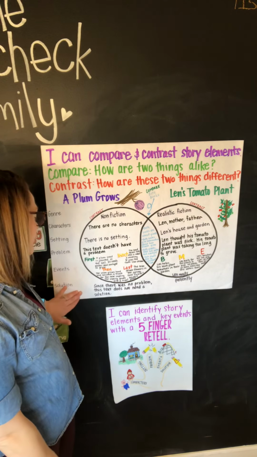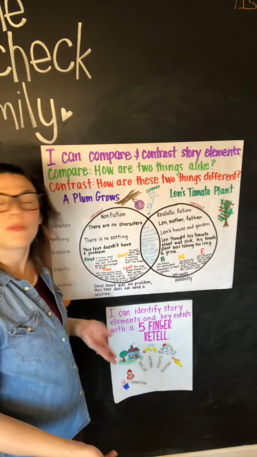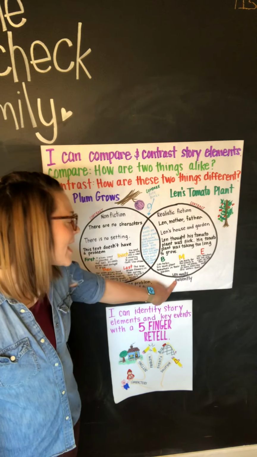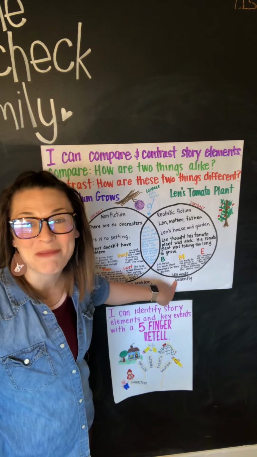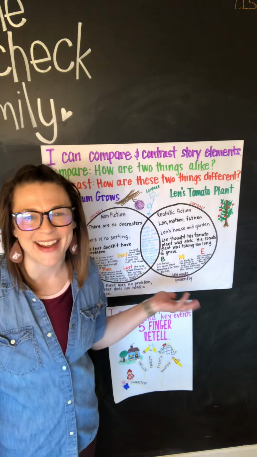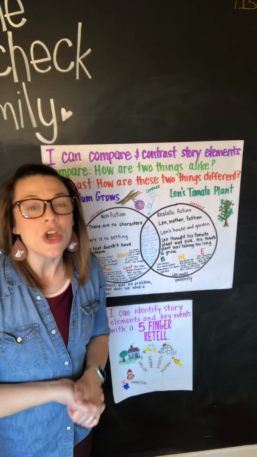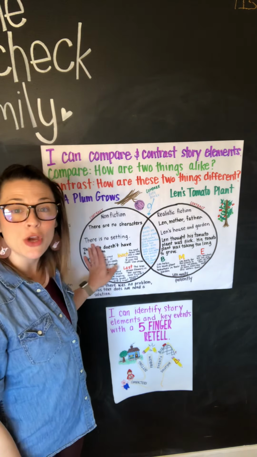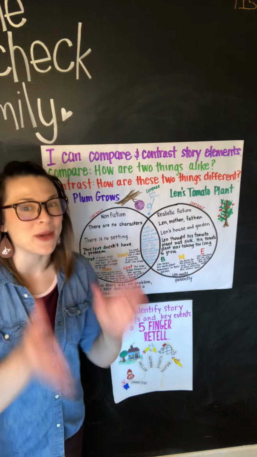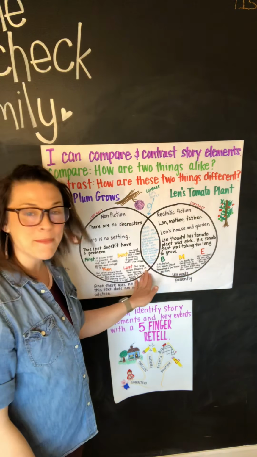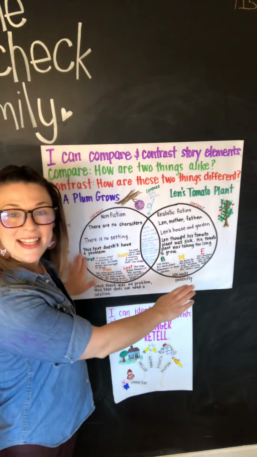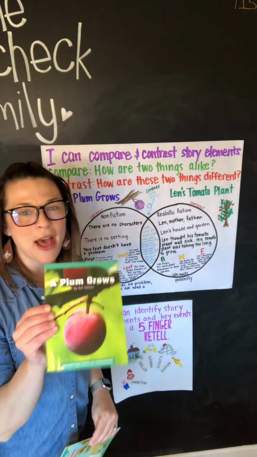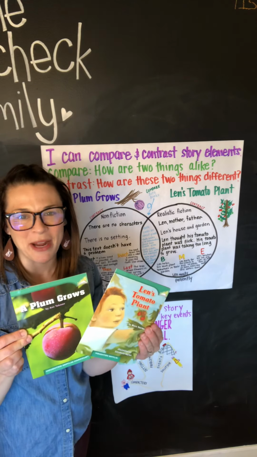At the end for solution, I put that since there was no problem, A Plum Grows did not need to share a solution with us. But the solution for Len's Tomato Plant was that he waited patiently, and then in the end he got his tomato plant. So now we have read both books, we've listened to both books, we've chosen a Venn diagram to compare, find out what is the same, and contrast, state the differences between the two books that we read, A Plum Grows and Len's Tomato Plant.